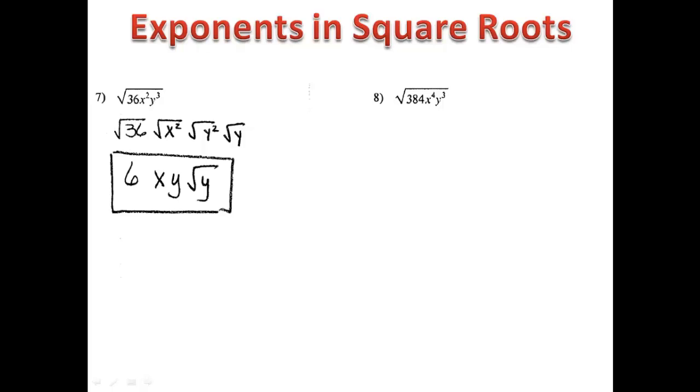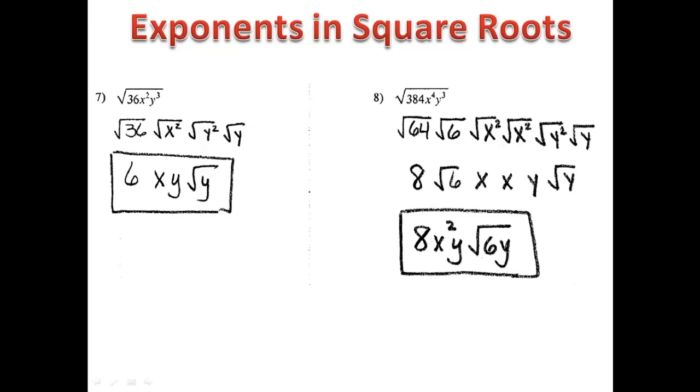Square root of 36x squared, y to the third, becomes 6xy, square root of y. Example 8, 64 and 6 gives me the 384. I have x to the fourth, which is two groups of 2, and y to the third, which is one group of 2, with a single one left over.